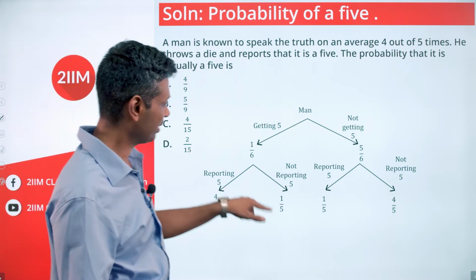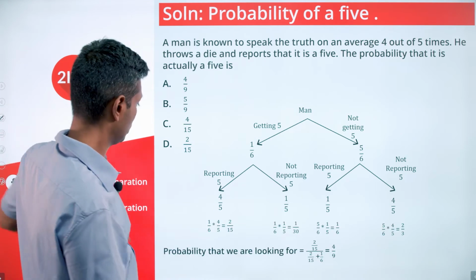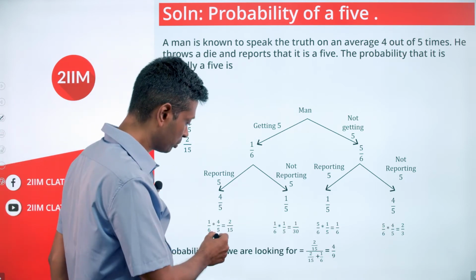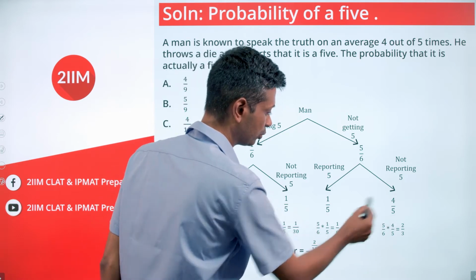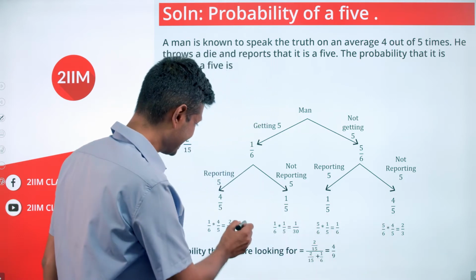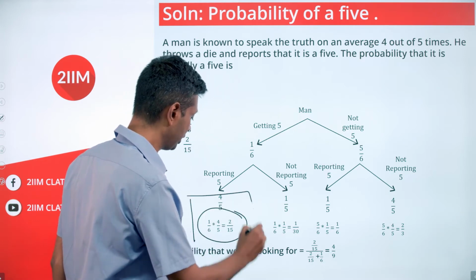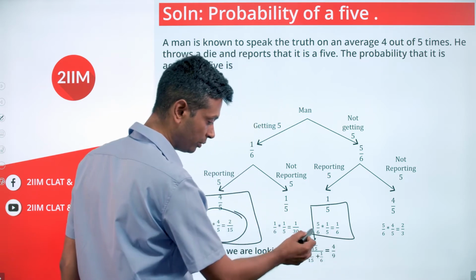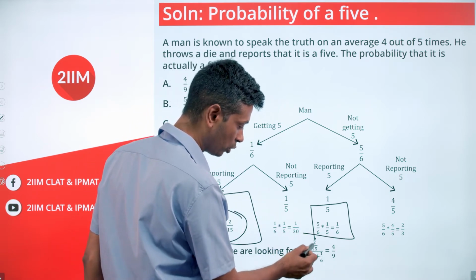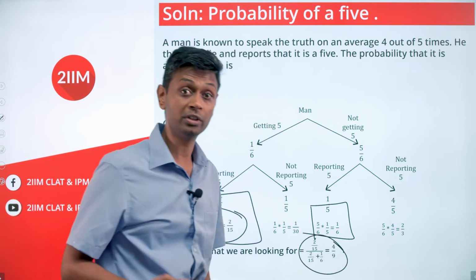I'm going to just do the numbers all over again. 1 by 6, 4 by 5; 1 by 6, 1 by 5; 5 by 6, 1 by 5; 5 by 6, 4 by 5. Probability: this 2 by 15 divided by this 2 by 15 plus this 1 by 6. 2 by 15 over 2 by 15 plus 1 by 6, or 4 by 30 over 9 by 30, 4 by 9. Beautiful, delightful question.